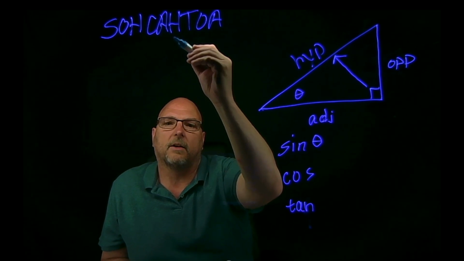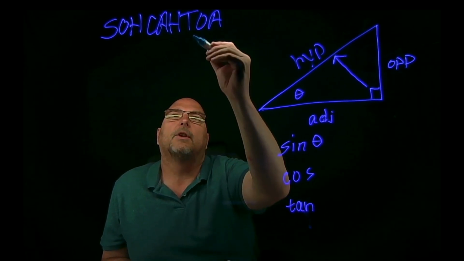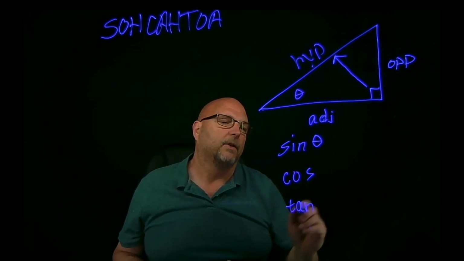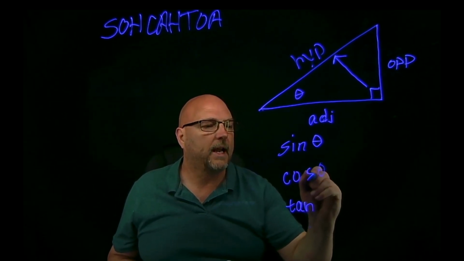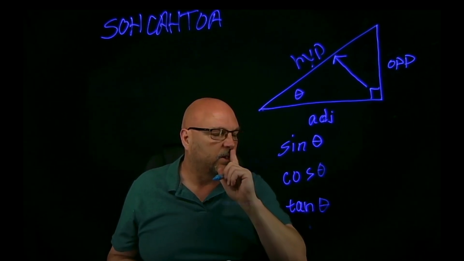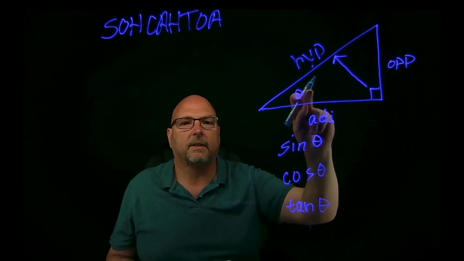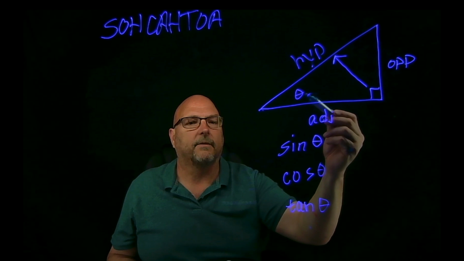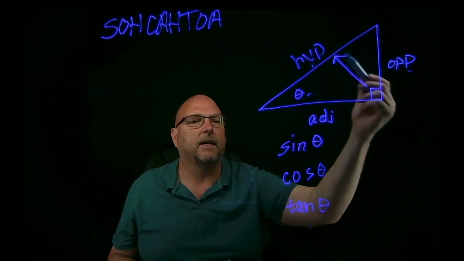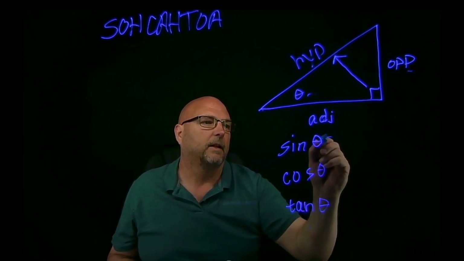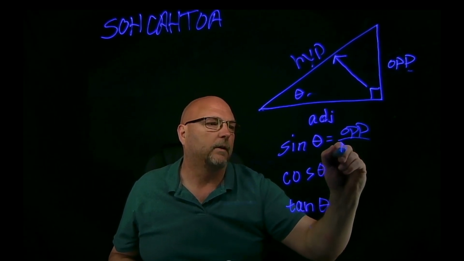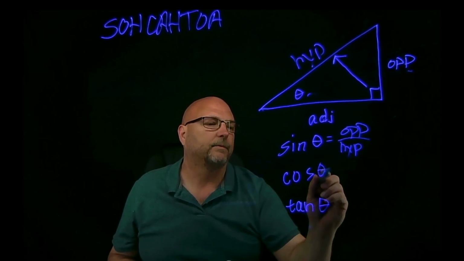Cosine is adjacent over hypotenuse. And toa was tangent equals opposite over adjacent. But we have to take it with respect to a certain angle. So this angle here, the sine of it would be the opposite divided by the hypotenuse. So I'll abbreviate opposite over hypotenuse.